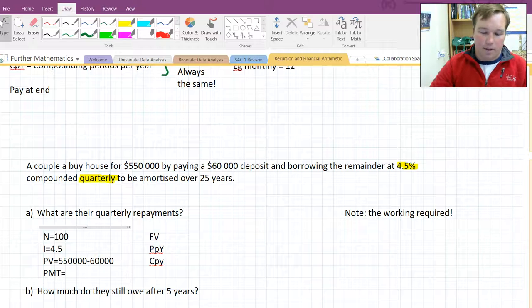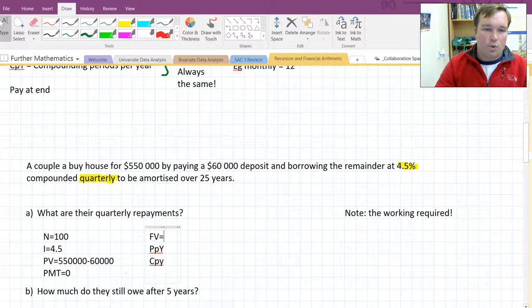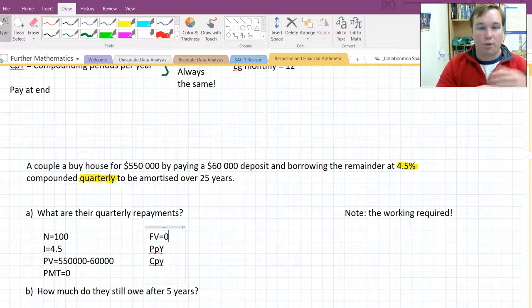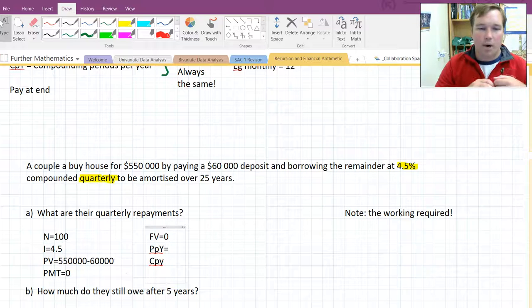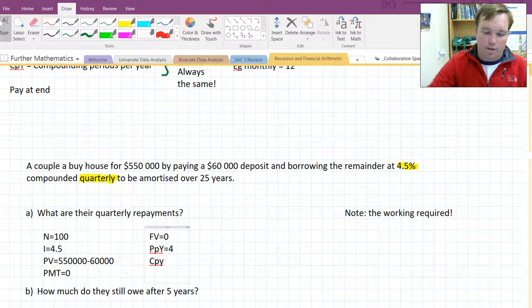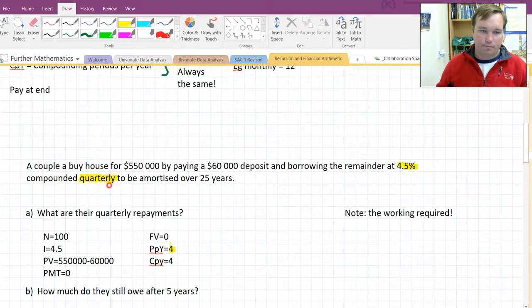The payment, we don't know. If we don't know it, we're going to leave it as a 0 in our calculator. Future value, we want the future value of the loan to be nothing. If you borrow $490,000, eventually you don't want to owe that amount, you want it to drop to 0. PPY is payments per year, 4. CPY, compounds per year, 4. They're always the same. And it's 4 because it's come from quarters.